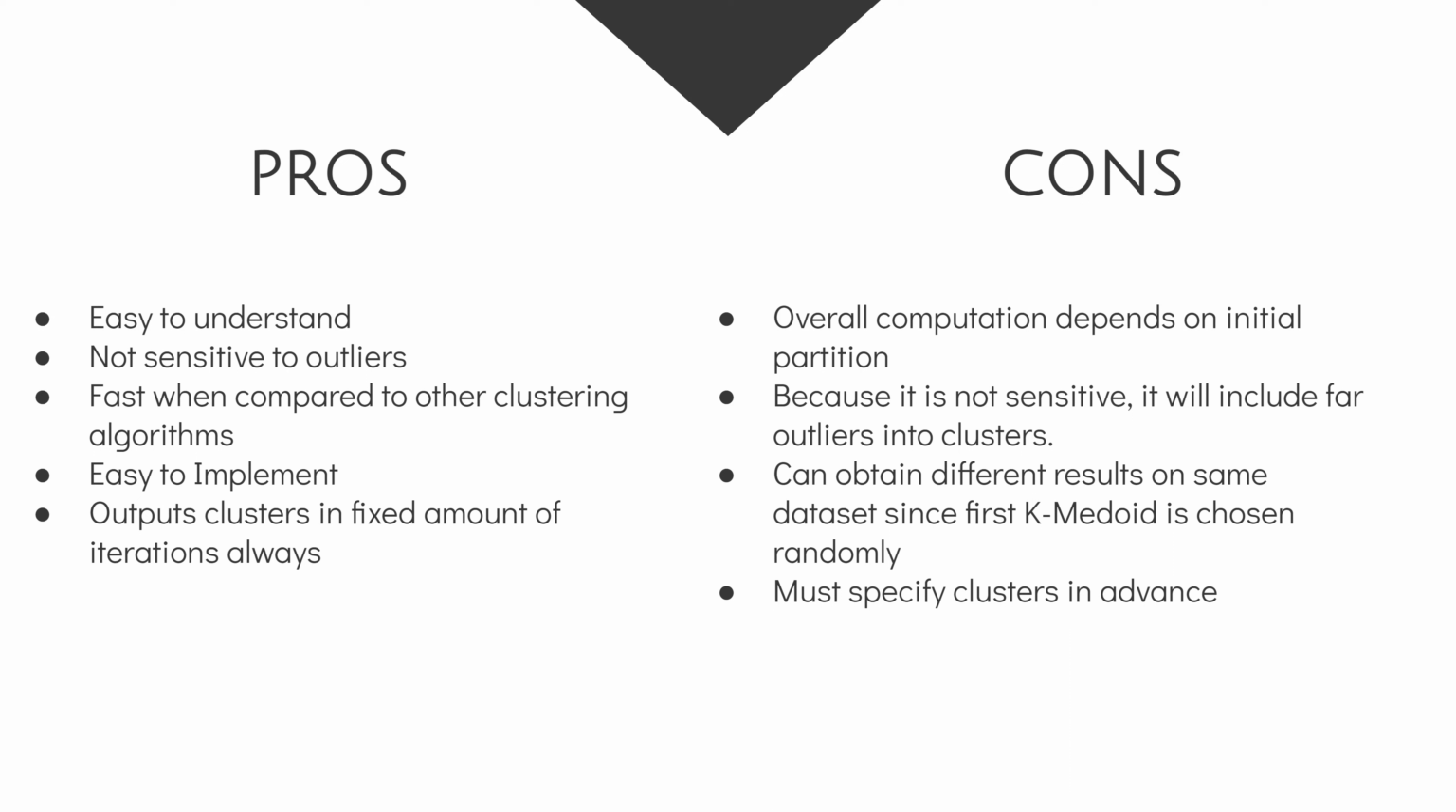So our cons: the overall computation depends on the initial partition. And because it is not sensitive, it will always include outliers in the clusters. So there's no real way to take them out unless you clean the data beforehand. It can also obtain different results on the same data set since the first K-Medoid is chosen randomly. This can happen, not always, but it can happen. And another con is that you will have to specify how many clusters you want in advance. So that is a con since you will have to use a separate technique in order to determine how many clusters you will need.